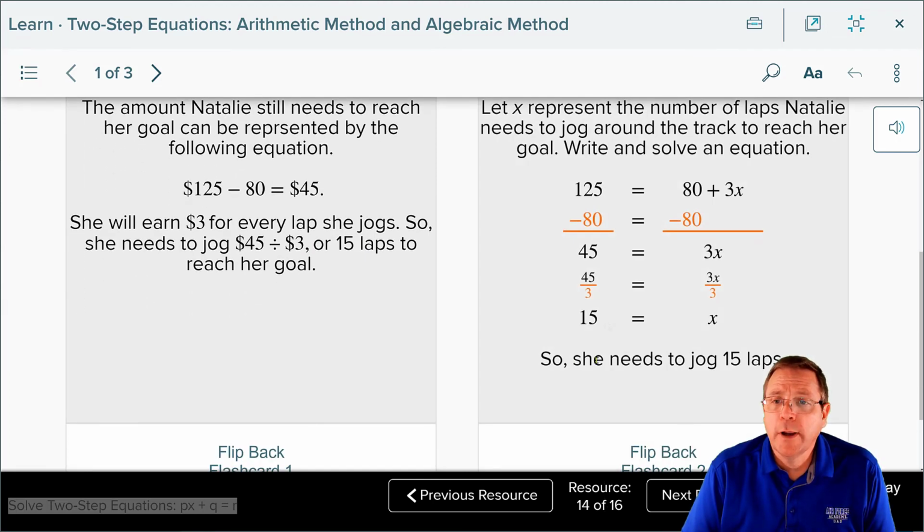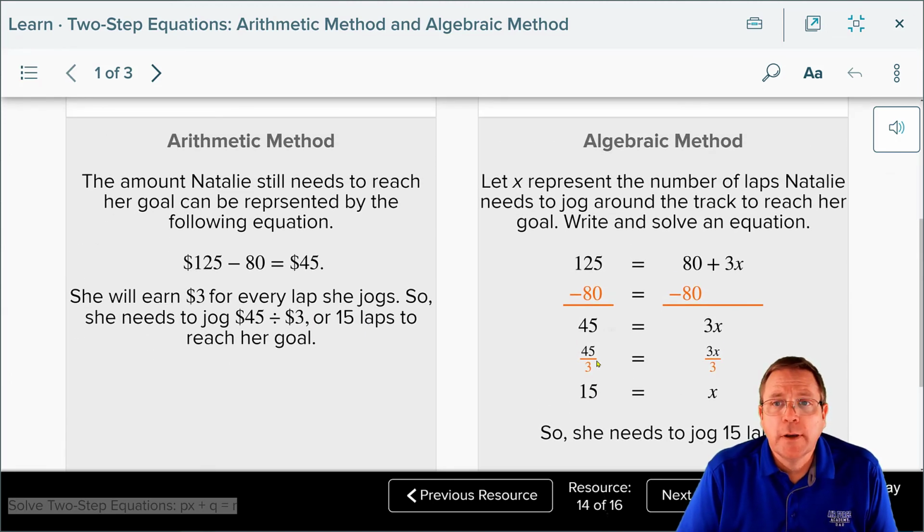To do the algebraic method, they set it up as an equation. The $125 was equal to the $80 she already has, plus 3 times some number of laps. They subtracted 80 on both sides, giving them 45 is equal to 3x. Then they divided by 3 on both sides to find out that x was equal to 15.